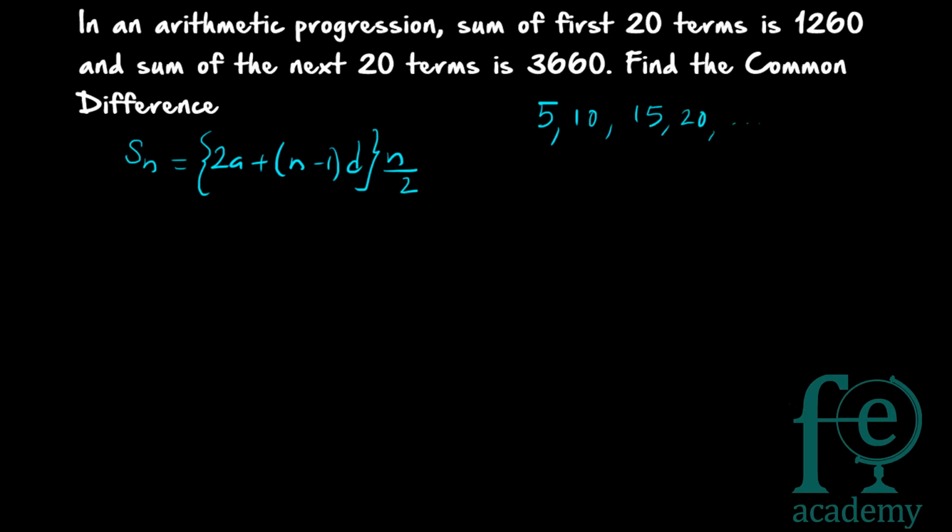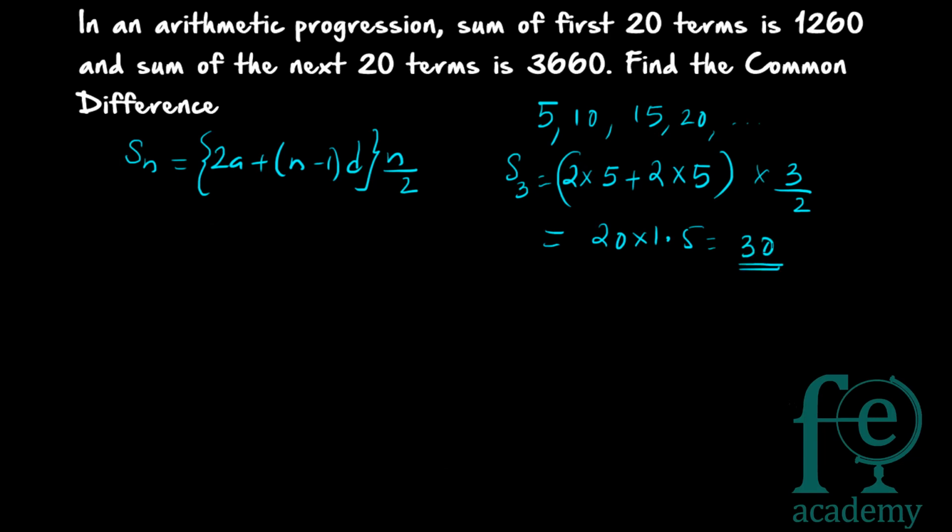Let's use this formula. S3 is equal to 3 by 2 into 2 into 5 plus n minus 1 into d, where n is equal to 3. So 3 minus 1 into d, where the common difference d is equal to 5. That gives 10 plus 10, which is equal to 20. So 20 into 1.5 gives you 30.